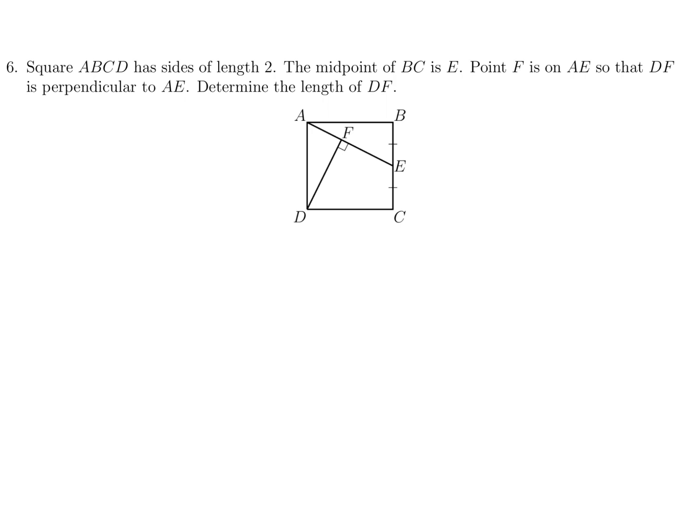Square ABCD has side lengths 2. The midpoint of BC is E. Point F is on AE, so that DF is perpendicular to AE. Determine the length of DF. Okay.